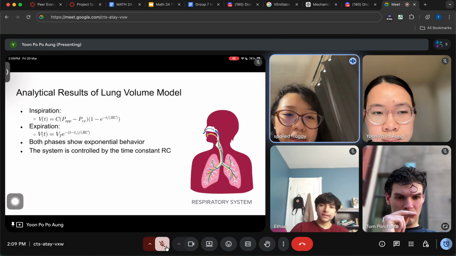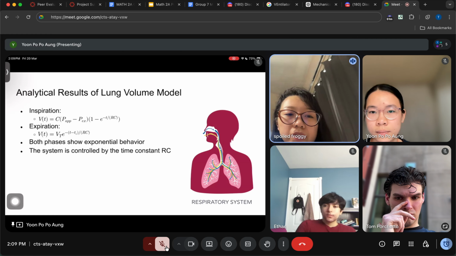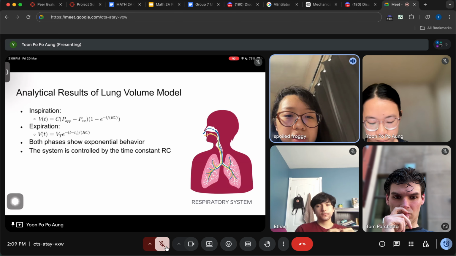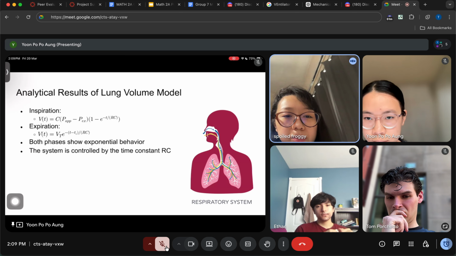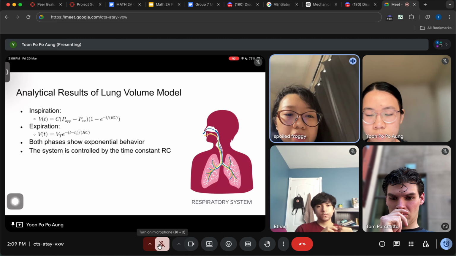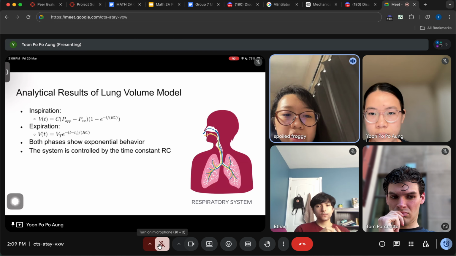Here is our analytical result for our lung volume model. During inspiration, the lung volume increases over time following an exponential function. This means the volume rises quickly at first and then gradually levels off. During expiration, the volume decreases exponentially from its maximum value, so both phases show exponential behavior. And the key parameter here is the time constant RC, which controls how fast the lung fills and empties.